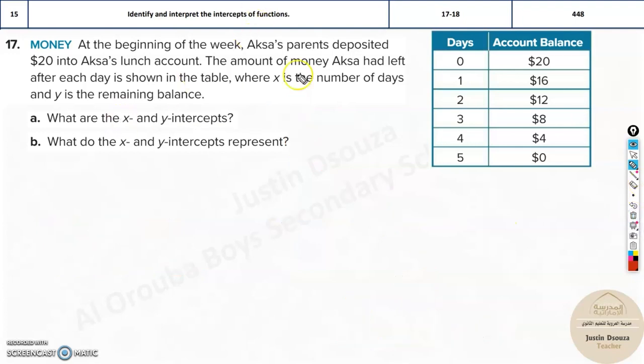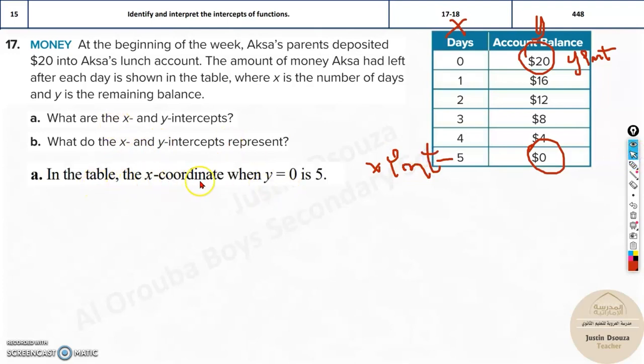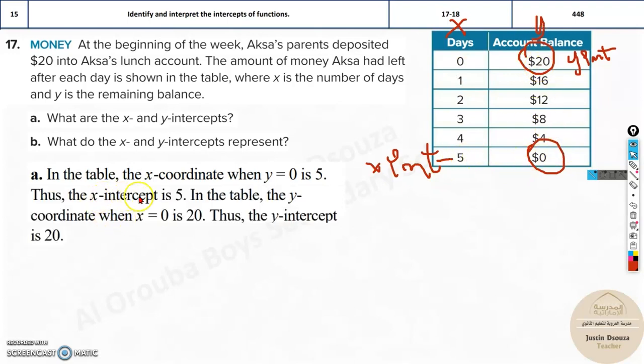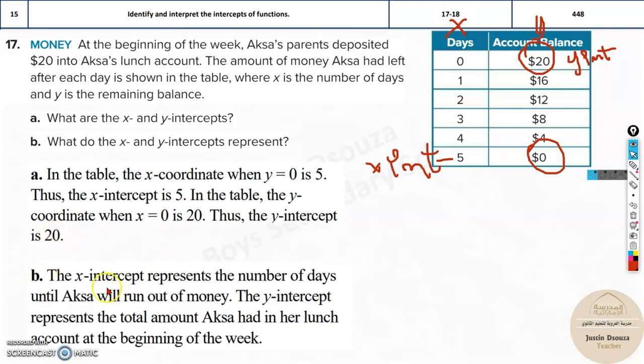Now over here, whenever this is x and y, when x is 0, this value is the y-intercept. And when y is 0, this is the x-intercept. So that's it. You can just quickly write the answer. In the table, the x coordinate when y is 0 is the x-intercept. When y is 0, it is 5. That is the x-intercept. In the table, when x is 0, that is the y-intercept, which is 20.